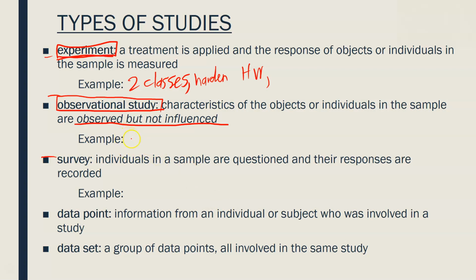So I have a class of students, and I'm just going to sit in the back and observe them. I'm going to watch how they do their homework. I'm going to see how they're doing as far as effectiveness, if they're working hard, if they're not working at all. I'm just going to observe and take notes about what is being done in that group or in that study. That's an observational study. I just observe.